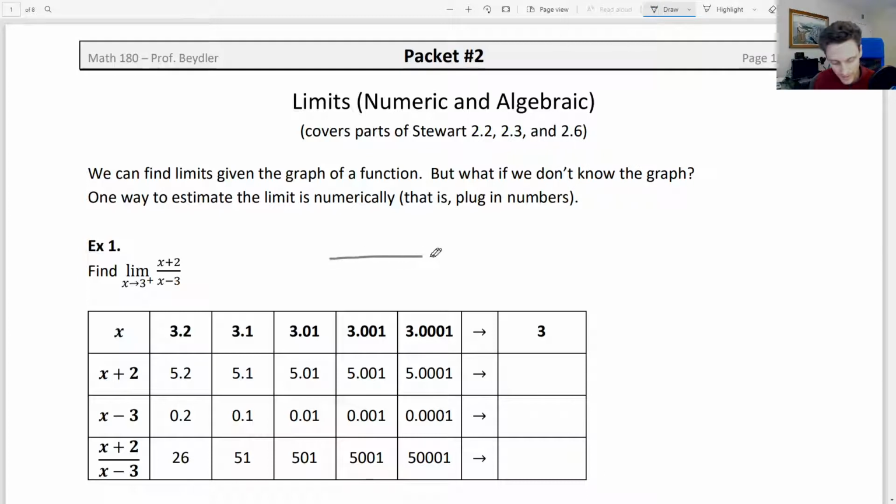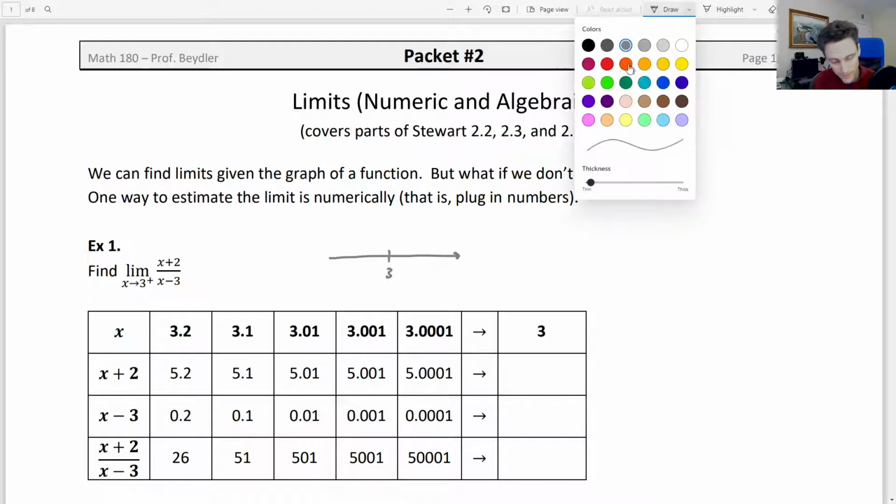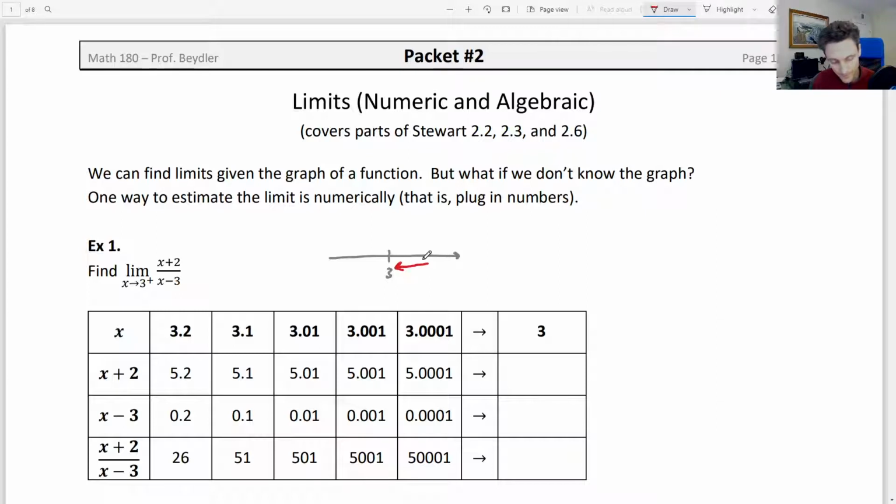If you drew a number line, it would look something like this. Here we're approaching 3 from the right. So 3.2, 3.1, 3.01, those are numbers getting closer and closer to 3, but from the right side of 3. And the next row is just looking at x plus 2, just that top part of the fraction. So we're breaking apart what is happening to the top numbers, and then what's happening to the bottom numbers, those x minus 3s, what are those evaluating to when we plug in these different x values? And then the last row is overall, what is x plus 2 over x minus 3? So we're trying to break this down in detail, one step at a time.